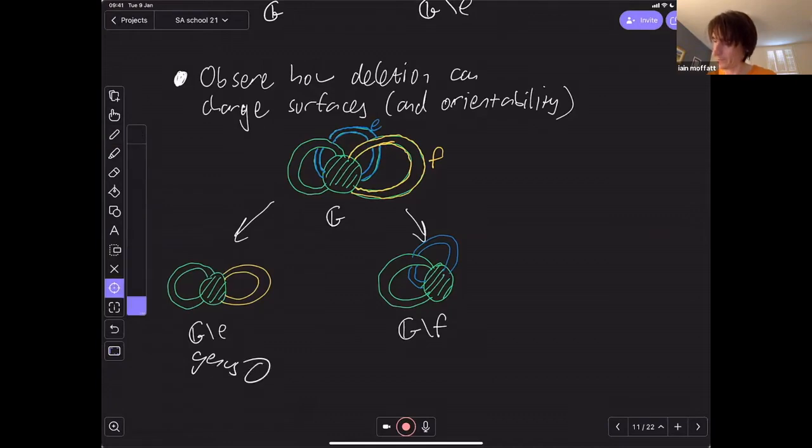On the other hand, if I deleted F instead of E, so I'm throwing away this yellow edge, I would get this picture here. And this ribbon graph, I could use Euler's characteristic, or I could realize I could draw this in the torus, and that would give me a genus 1. Okay? So kind of what's happening with this deletion is it's sort of changing the surface that the ribbon graph is embedded on.